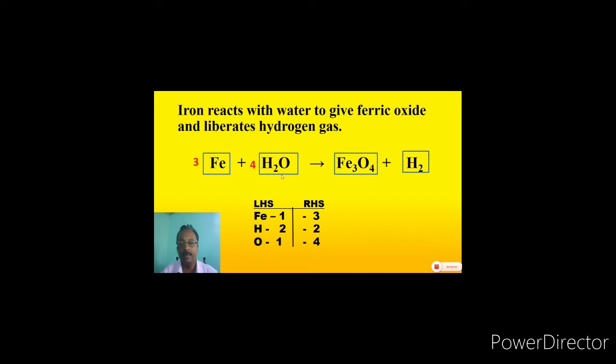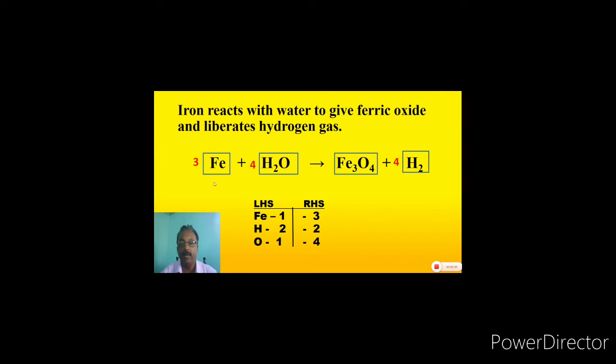So by writing 4 here, what has changed? Hydrogen has become 4 into 2, 8, whereas on the right hand side there are only 2 atoms of hydrogen. So in order to make 8, what should I write in front of this box? If I write 4 here, hydrogen becomes 8. Now let us check whether the equation is balanced or not.